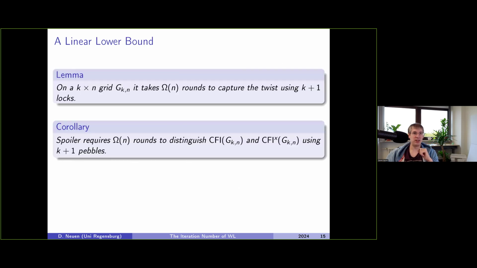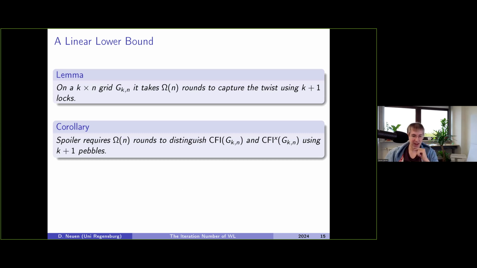So these are the results that we get. If we have a k by n grid, it takes Omega(n) rounds to capture the twist using k+1 cops in these games. And this exactly corresponds to the cops and robber game, maybe with the only difference that the robber is placed on an edge in our game, whereas usually it's placed on a vertex, but you can easily check that this does not make any difference. And via the CFI construction, this means that Spoiler requires Omega(n) rounds to distinguish the two corresponding CFI graphs. So this gives the linear lower bound of Fürer.